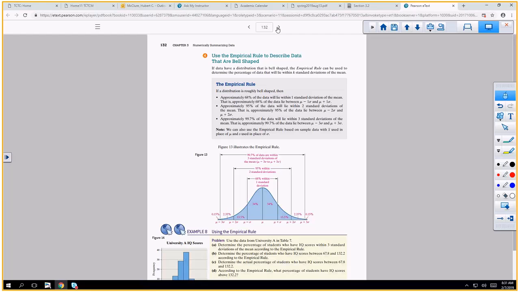There it is. Page 132. Write that down, page 132. Now you are responsible for the empirical rule. So now you can't hold that up. And they use 0.15. Whoever said that a while ago, you were correct.